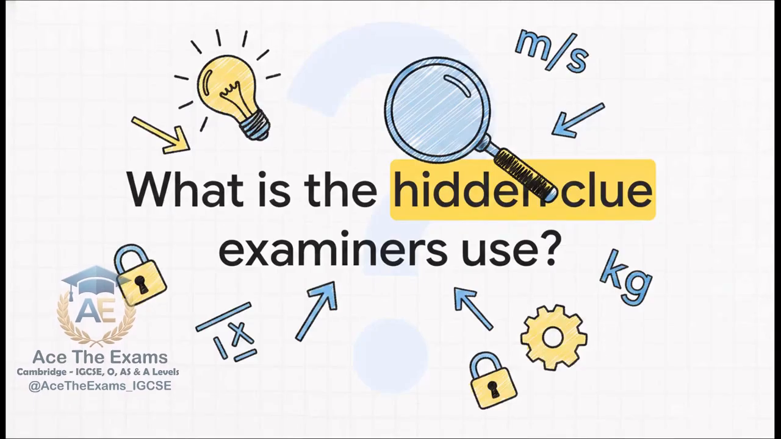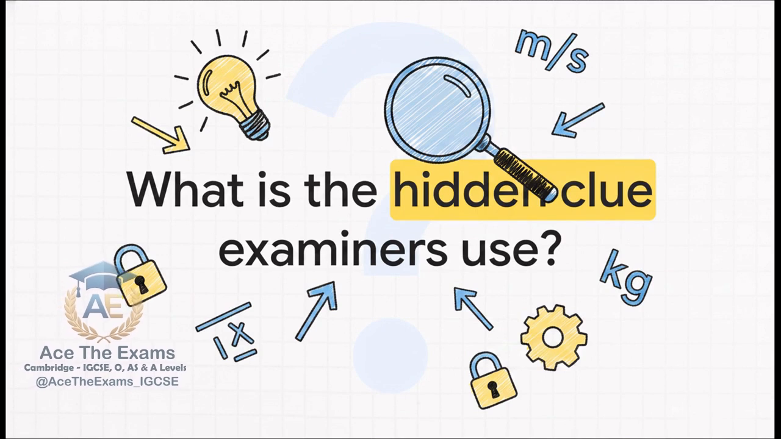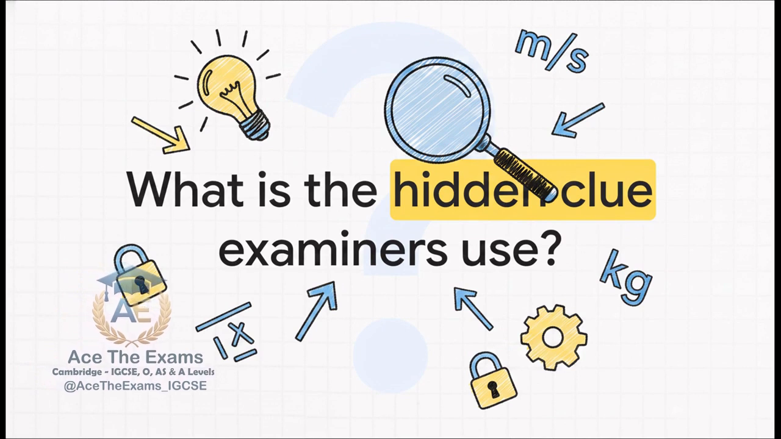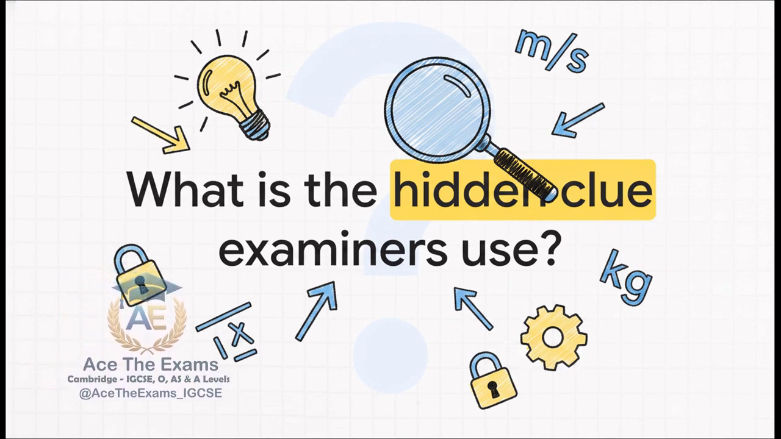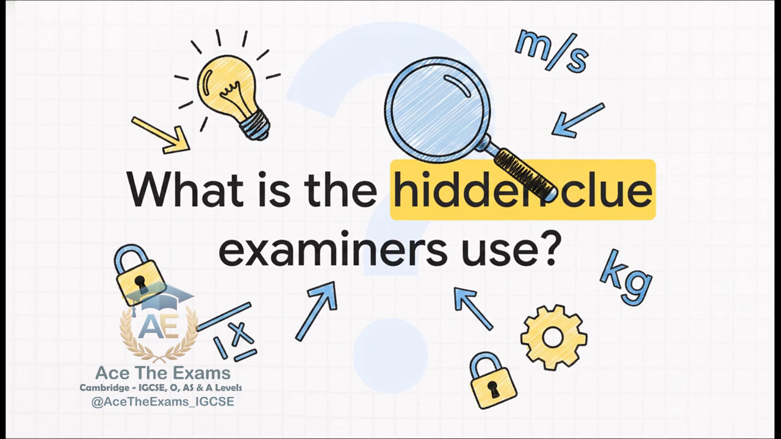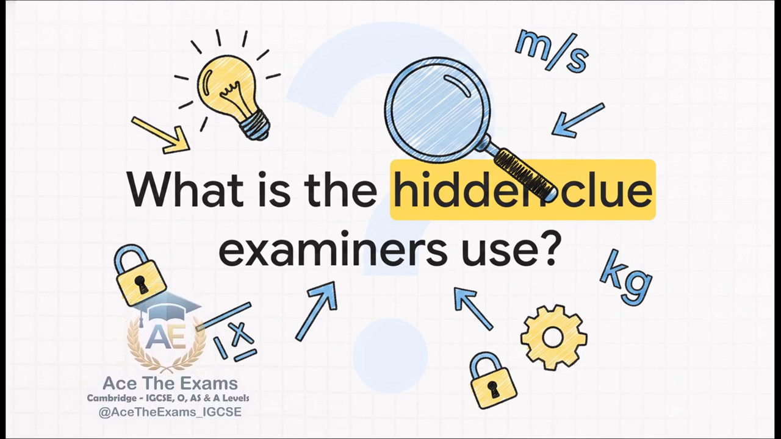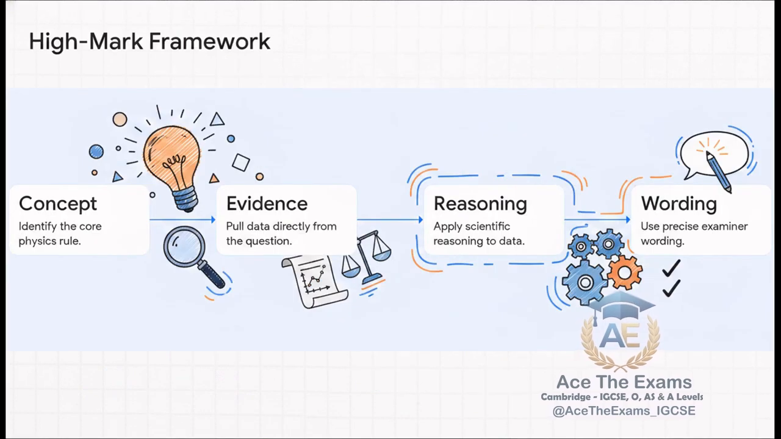Now you might be thinking, okay, but how do I actually spot when an examiner is deliberately trying to trick me? Well, in just a moment, I'm going to show you the exact examiner clue that changes your calculation completely. But first, you absolutely need the framework that makes that hidden clue glaringly obvious every single time you look at a paper. Meet the ultimate high-mark framework.